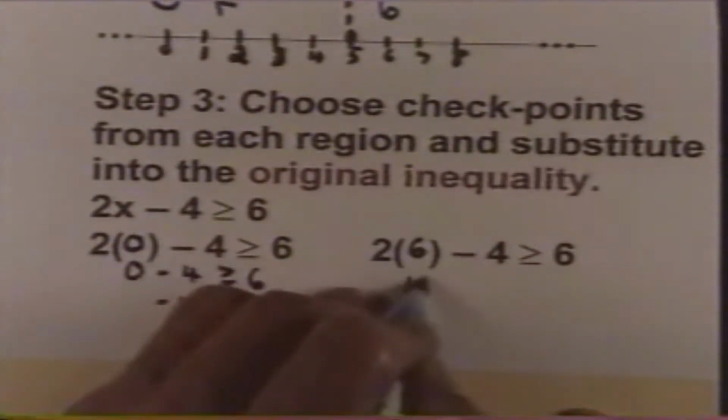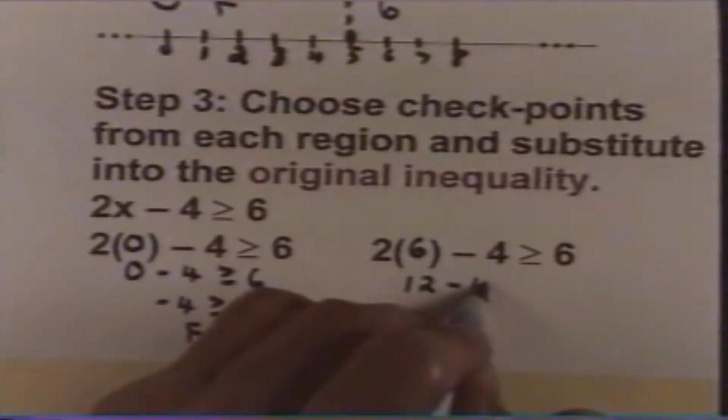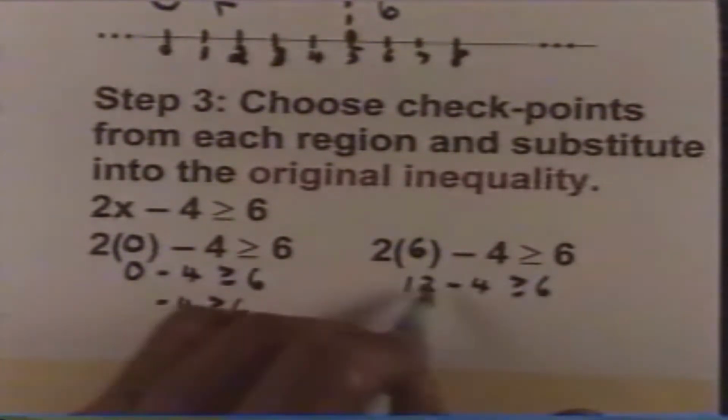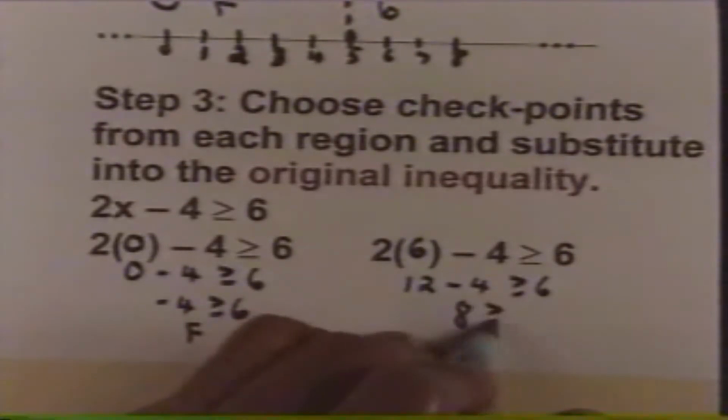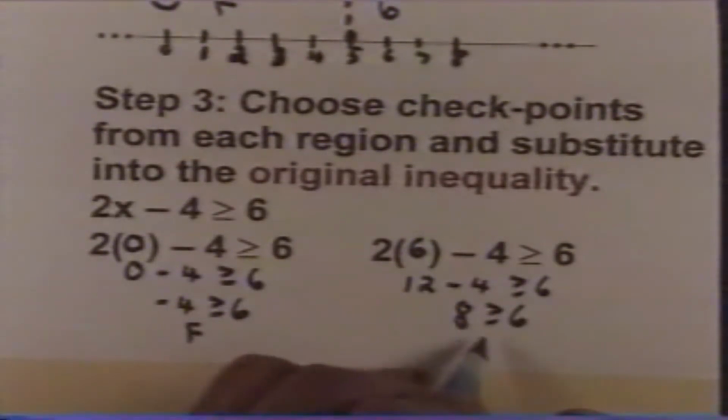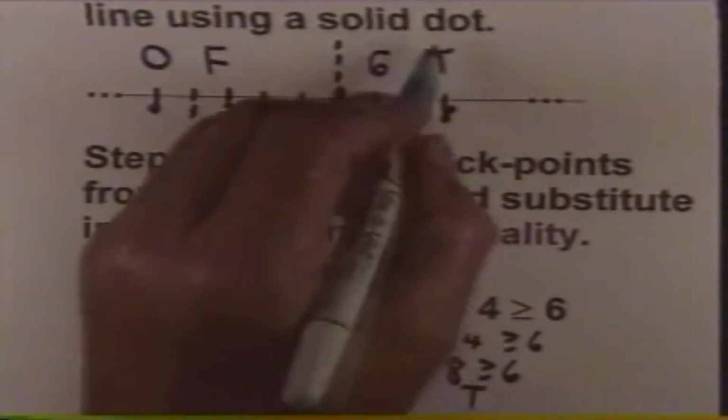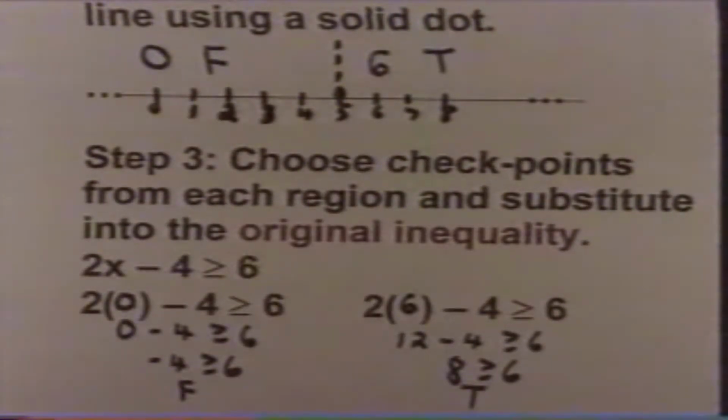2 times 6 is 12. Subtract 4 greater than or equal to 6. 12 subtract 4 is 8 greater than or equal to 6. So 8 greater than or equal to 6 is true. So this side gave me a true.